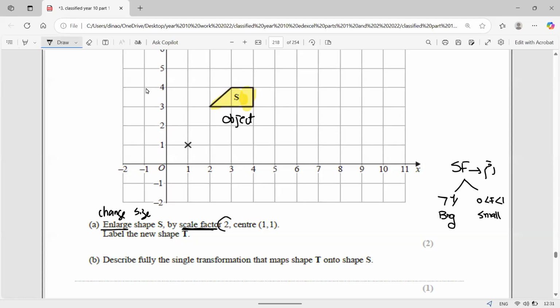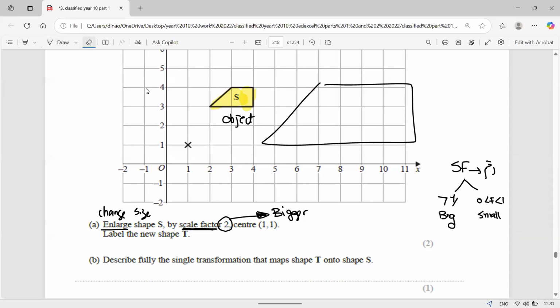Here you are telling me to enlarge this shape with scale factor 2. Since the scale factor is more than 1, I am going to double the size of this shape. So I will double it, but where am I going to draw it? Where am I going to draw this shape?